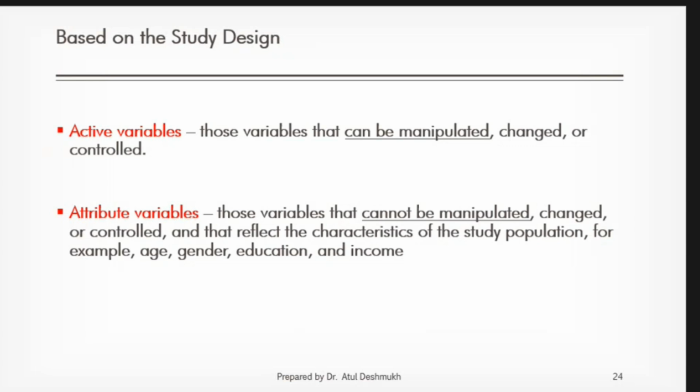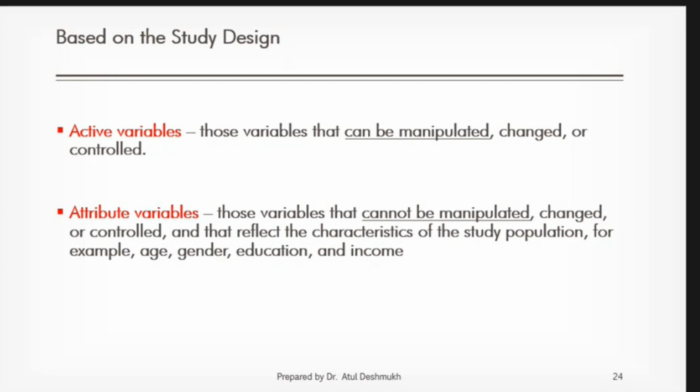Based on the study design, we have active variables and attribute variables. Active variables are the variables that can be manipulated, changed, or controlled. So in my study, the dependent variable is always an active variable. Like for my study, PM 2.5 particle level: today it is 120 cubic millimeter, yesterday it was 150, tomorrow it will be maybe 30, day after tomorrow 200. So it is changing.